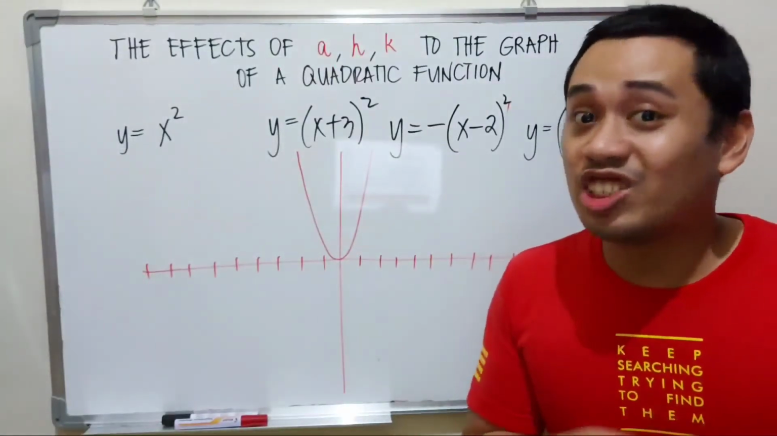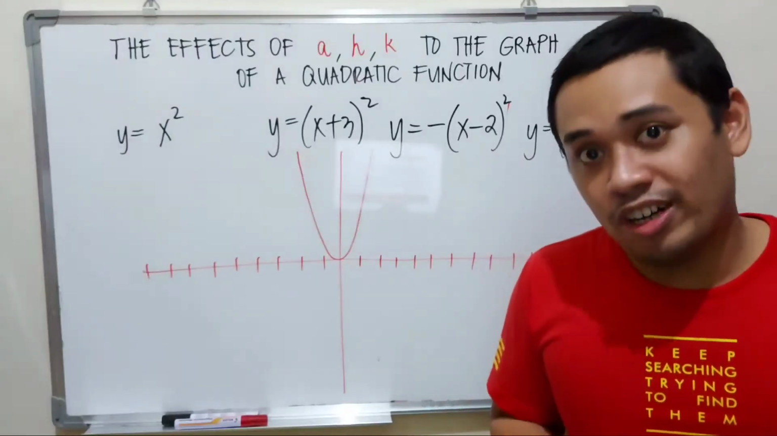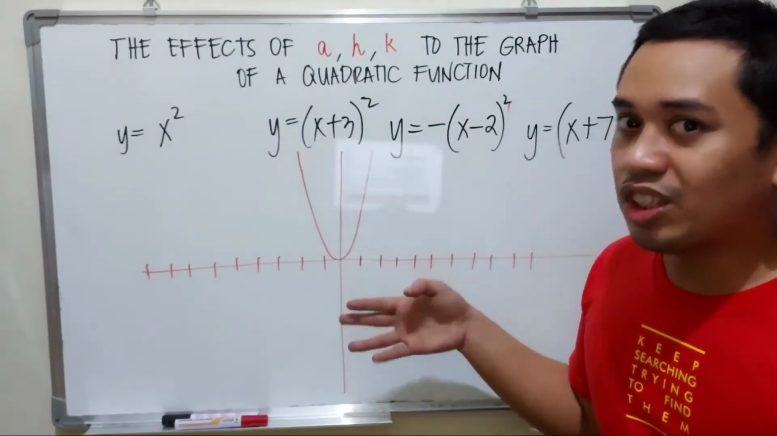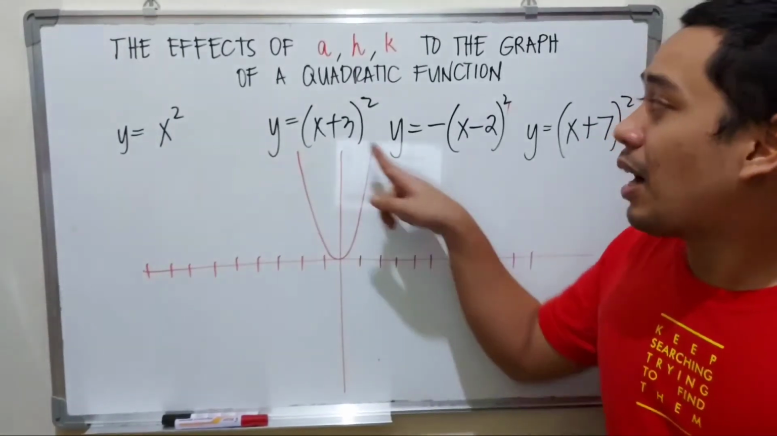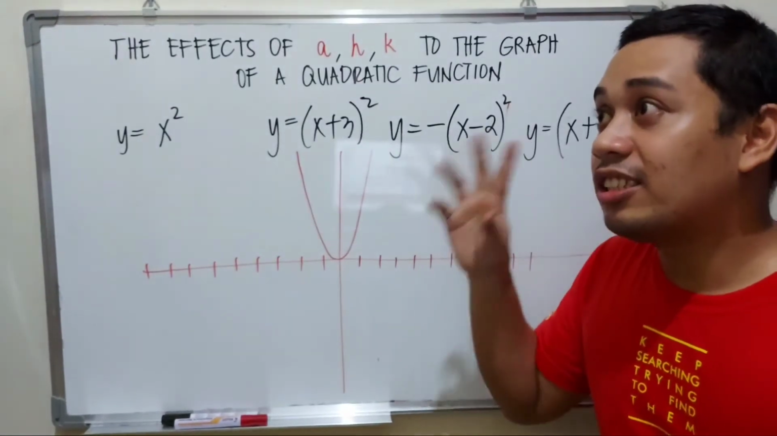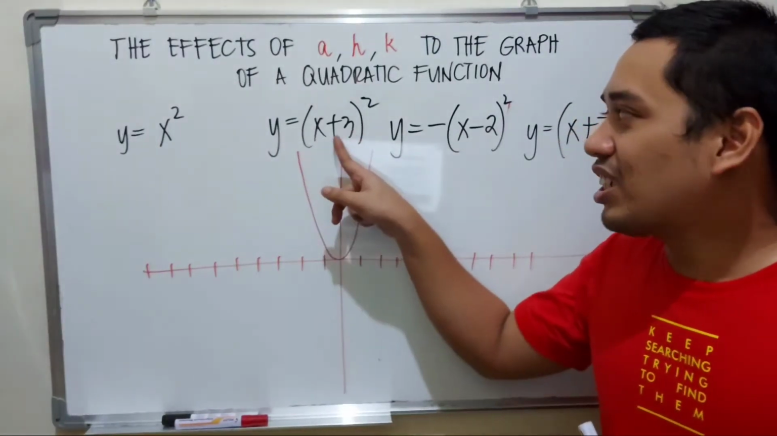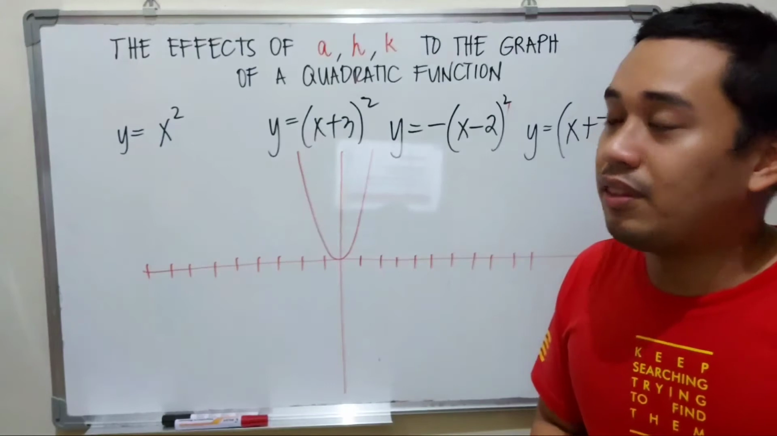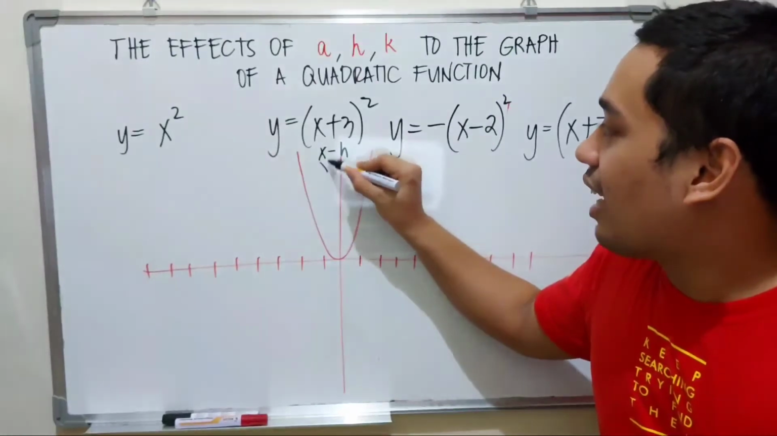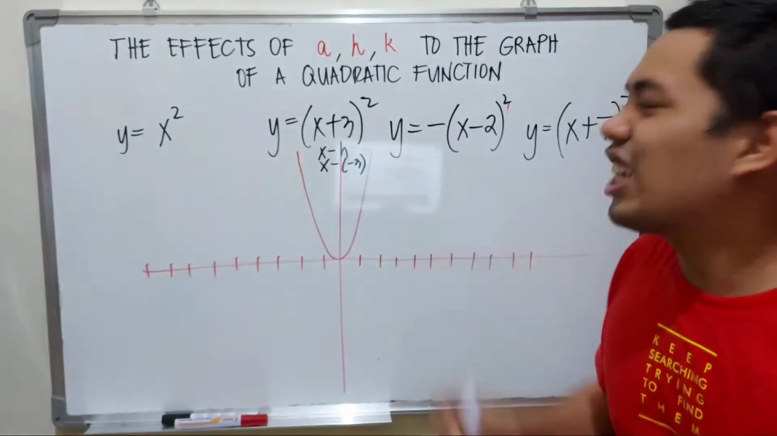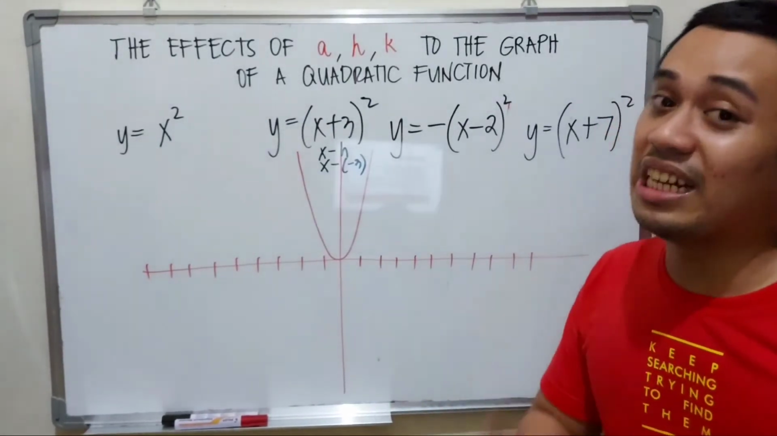Okay guys, so this time let's try to analyze the effects of h moving of the parabola leftward and rightward. So if our original standard position sa Cartesian plane ay y is equal to x squared ay nandito sa 0, 0, kapag nag-add tayo ng x plus 3, ibig sabihin sa original form natin na x minus h, kaya siya naging positive kasi sinag-subtract ka ng negative 3. So this is x minus h, x minus minus 3. Kaya siya naging plus pagdating dito. Kaya papuntang left ang movement niya since h is negative.